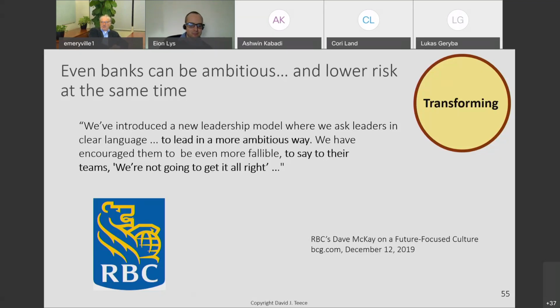Here we have Royal Bank of Canada, Dave McKay, saying we've introduced a new leadership model where we ask leaders in clear language to lead in a more ambitious way. We have encouraged them to be even more fallible, to say to the teams, we're not going to get it all right. Of course, you've got the Federal Reserve regulators and your local bank regulators looking over your shoulder. So you have to be very careful what you say, because there's danger that the regulators will think, quote, you're taking on too much risk.